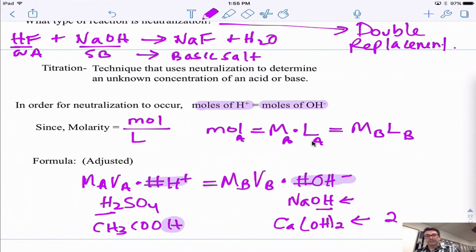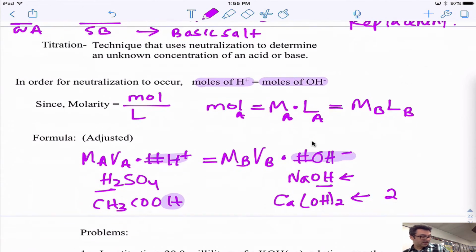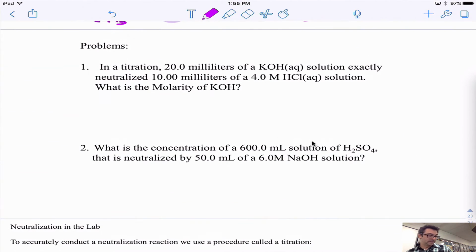One year on the Regents, they had a multiple choice, and they were mean. They actually had H2SO4 neutralizing NaOH, and nobody took into account the number of H's in the acid, and a lot of people got that question wrong. All right, well, let's see how we would apply this equation to a problem down here.